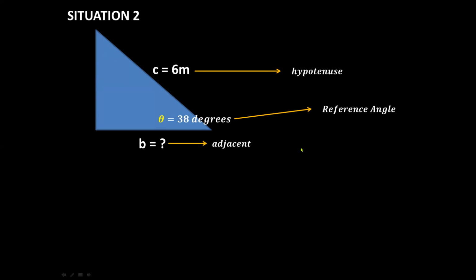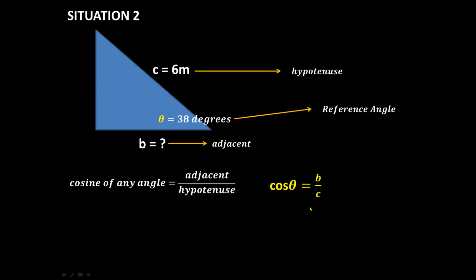Ano bang function na involve ang hypotenuse at ang adjacent? Dalawa lang yan, cosine or secant. Dahil walang secant sa calculator, natural ang pipiliin natin is cosine. The cosine of any angle is actually equal to adjacent over hypotenuse. Yan. Ano yung cosine natin? Ang theta. Ano yung adjacent natin? Ang hinahanap nating value ng B. Ang hypotenuse naman is 6 meters. So, cosine of theta is equals to B over C.